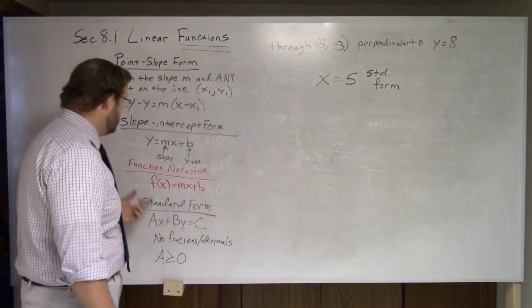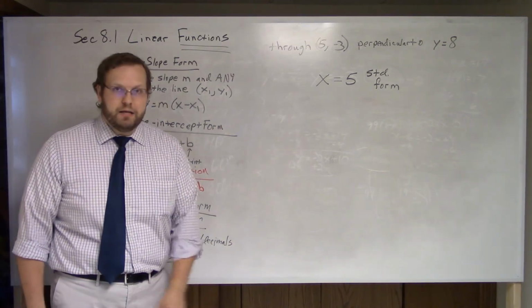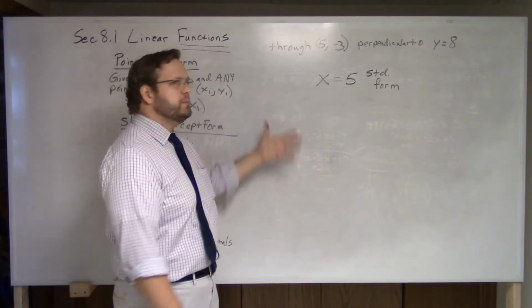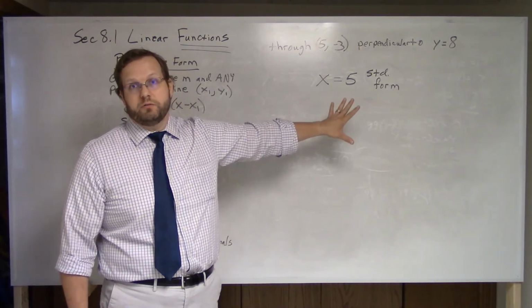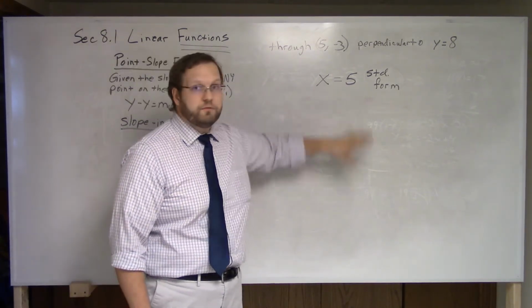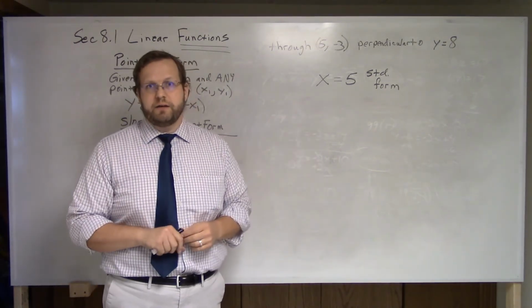And remember, for function notation, we're changing out that y for f of x. There is no y. They won't ask this type of problem for a function notation problem. So again, the only thing for vertical lines is standard form, which you would just leave as x equals 5.